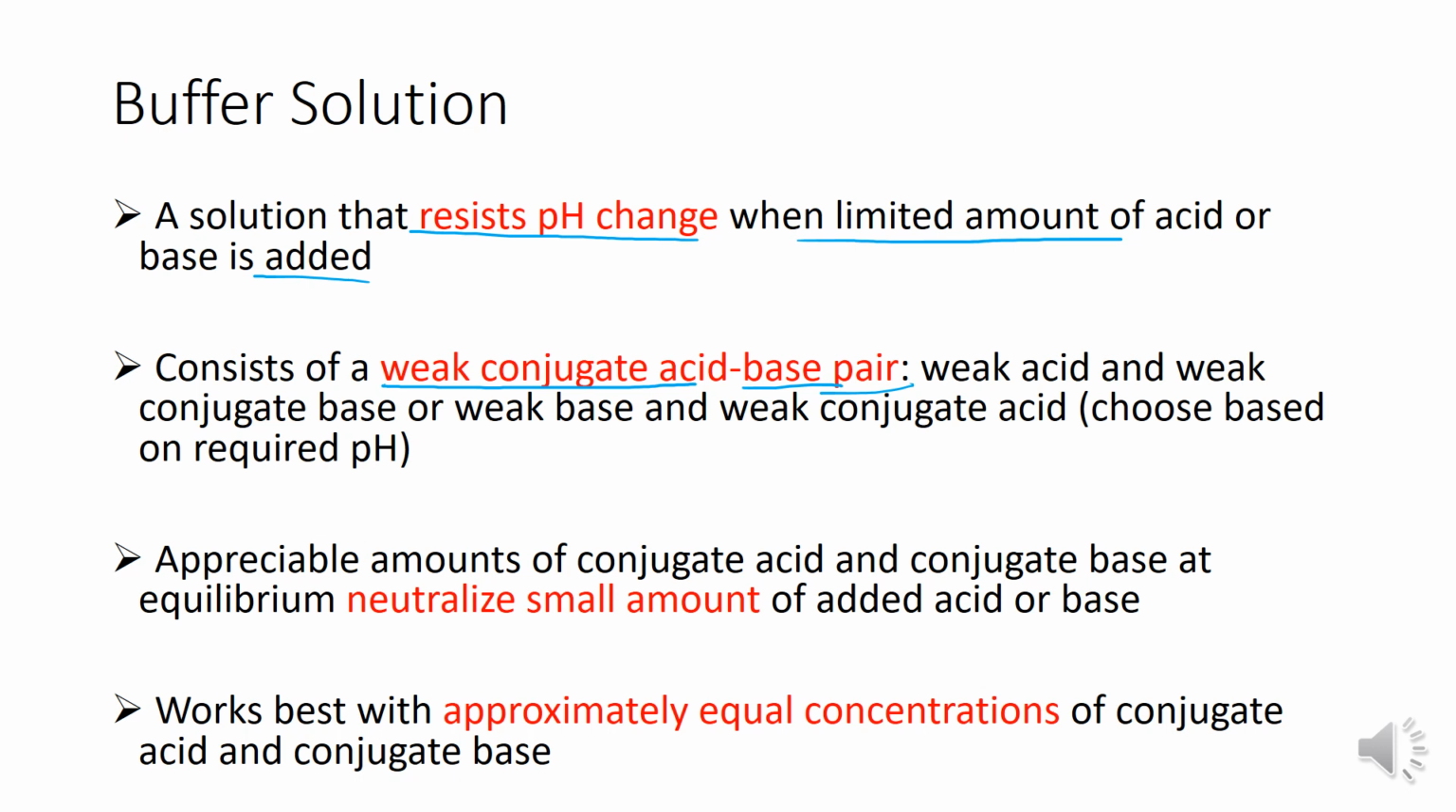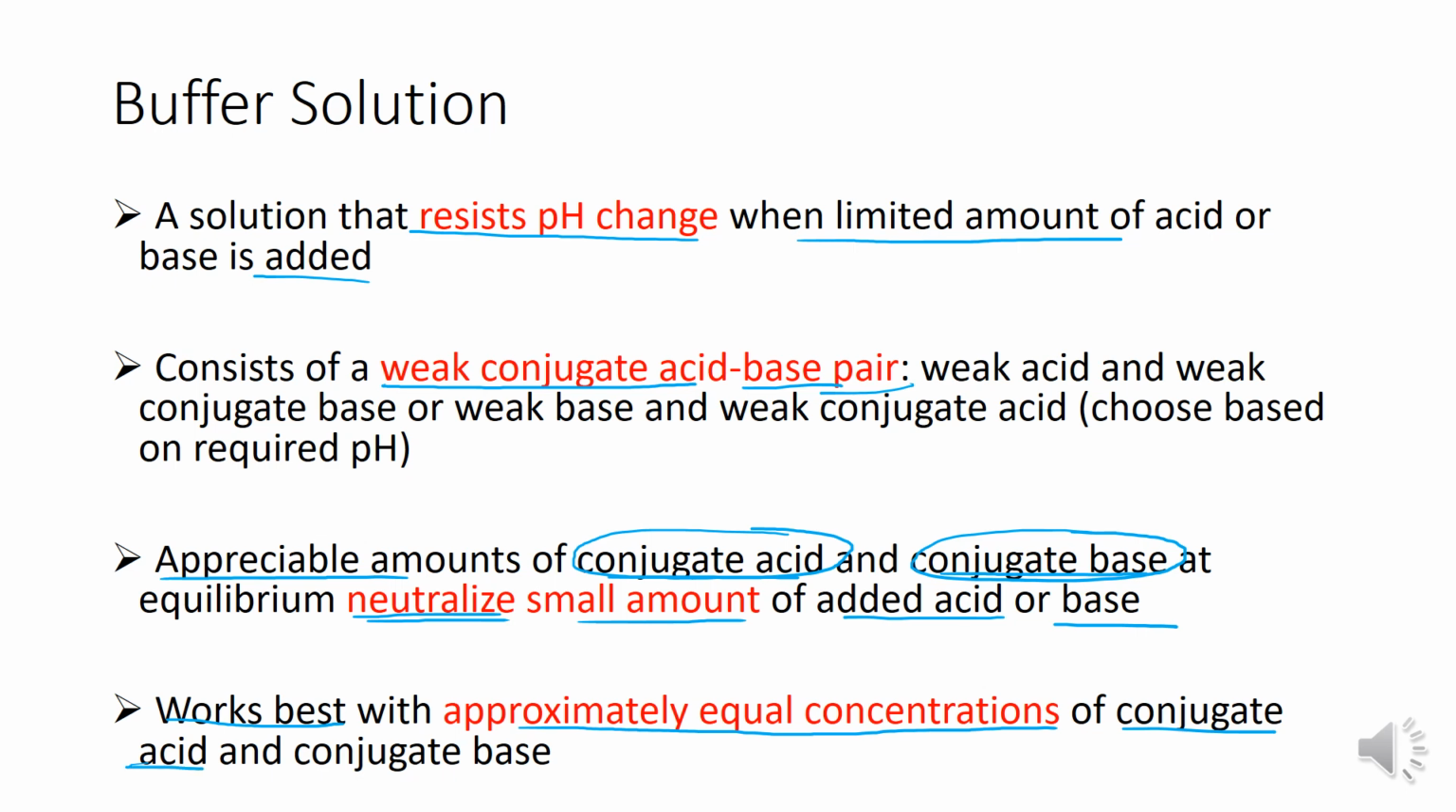For the buffer solution to be able to maintain its pH, there should be appreciable amounts of the conjugate acid and conjugate base in the solution at equilibrium. That is, in order for the conjugate acid present to be able to neutralize a small amount of added base, and for the conjugate base present in the solution to be able to neutralize a small amount of an added acid. A buffer solution works best when there are approximately equal concentrations of the conjugate acid and conjugate base.